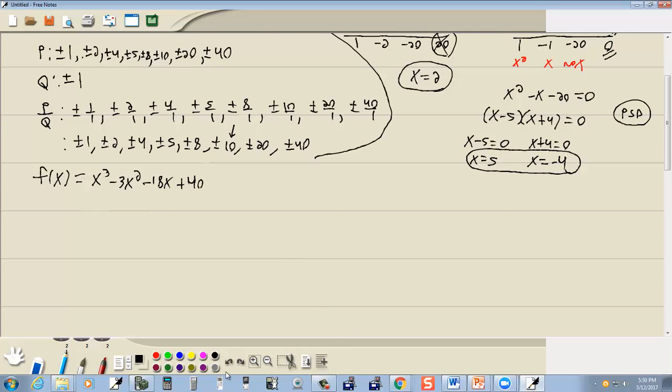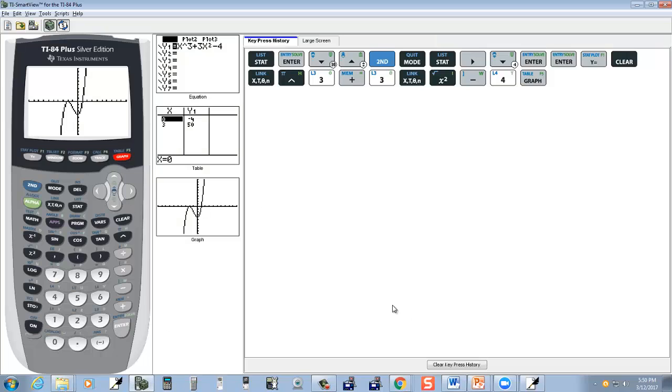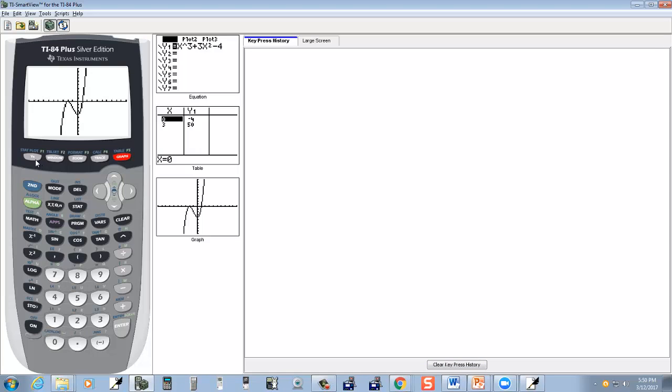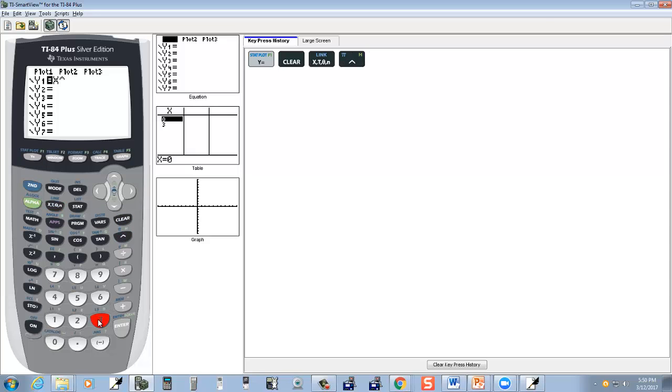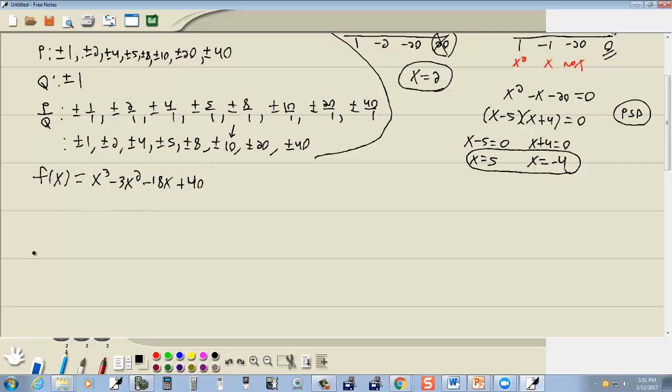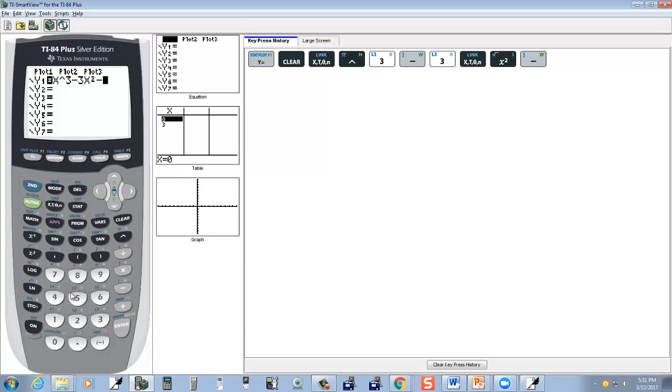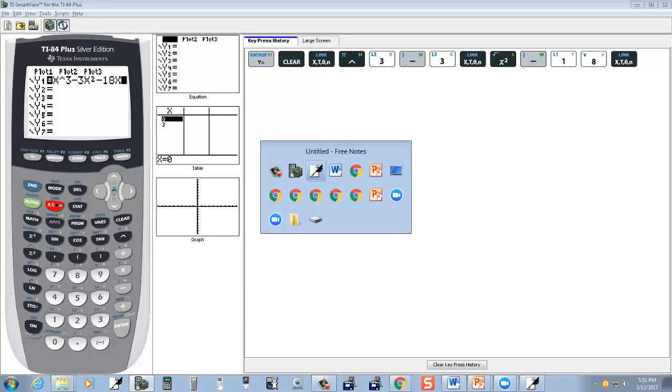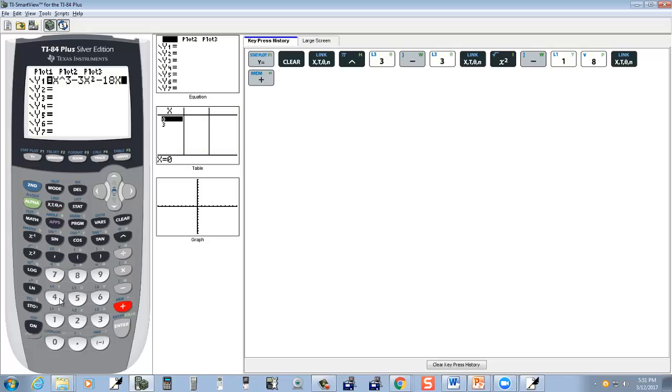Okay. So on our calculator, we go to y equals, clear, and we'll put our polynomial here. So I got x to the third minus 3x squared minus 18x plus 40. And then you have to have 0 on y2. This process does not work unless you have 0 on y2.